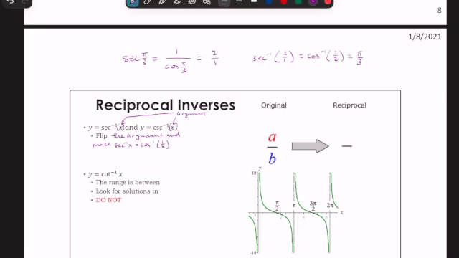So I take the original and I write b over a. Now, that will work for secant and cosecant x.